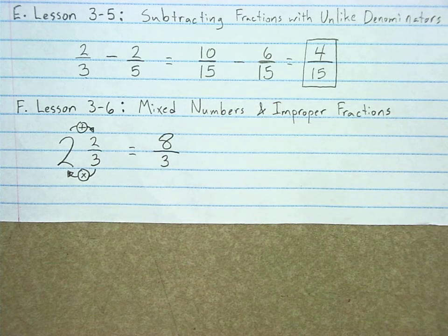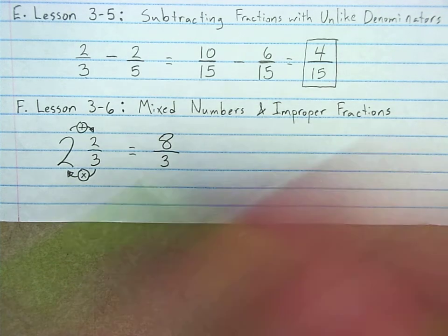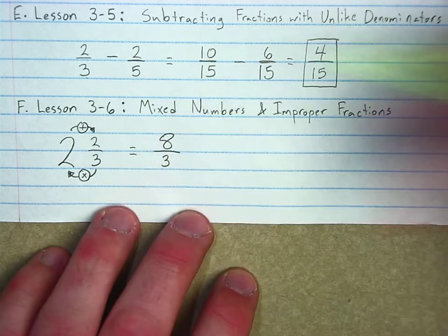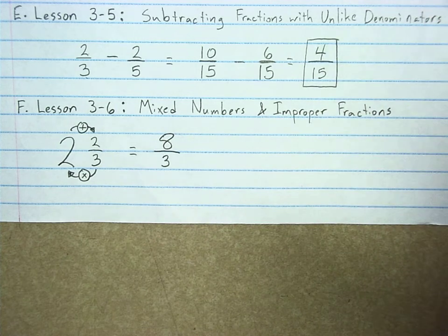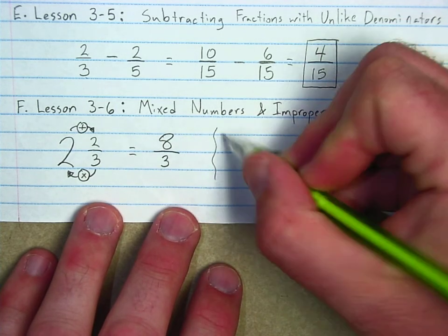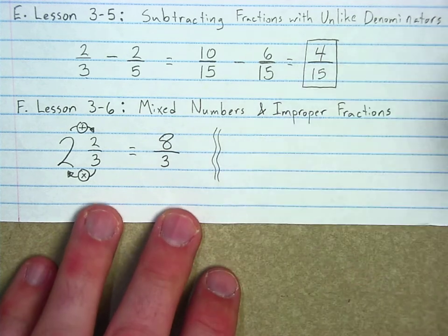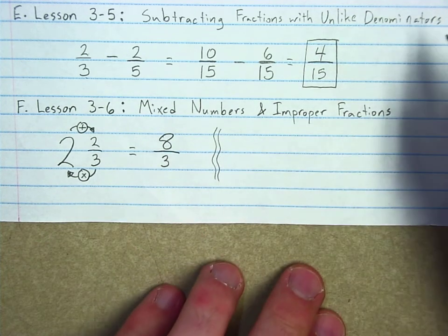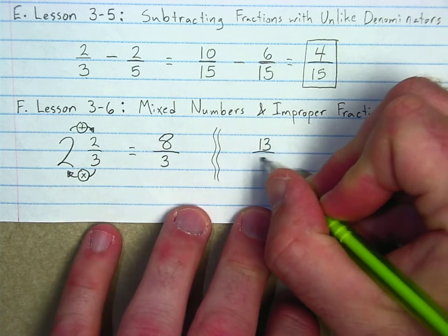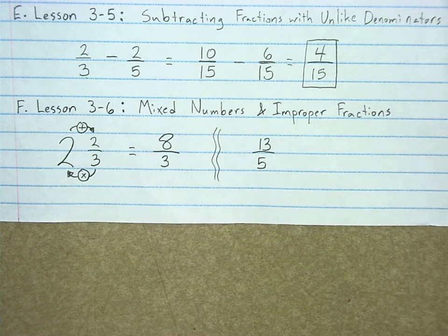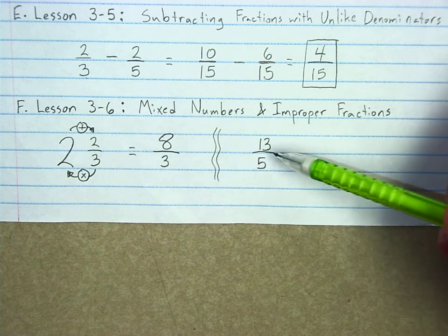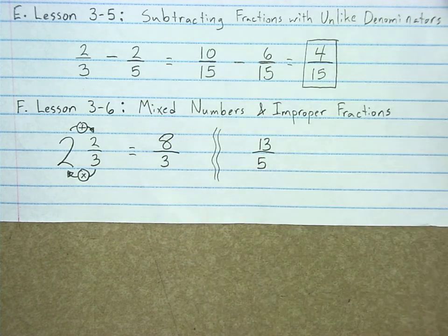Now going the other way takes a little bit of division. Let's say I wanted to take 8/3 and turn it back into this. Okay, again, we already know what it should be, so hopefully, well, that's not fair. You guys want a different one. Let's do a different one. Let's do 13/5. There we go. Okay, this is an improper fraction, just like that one was. I want to turn this improper fraction into a mixed number.